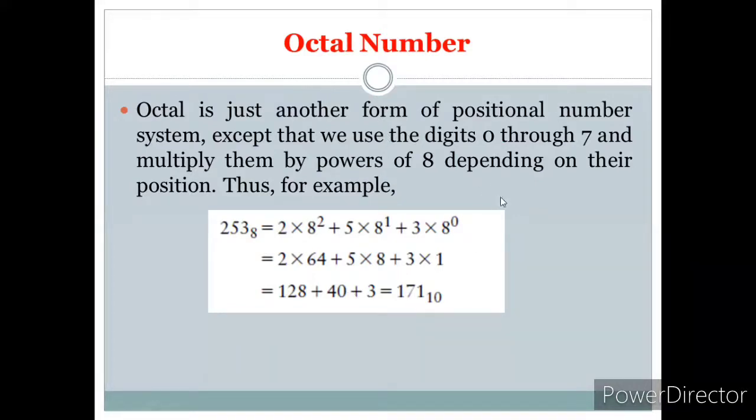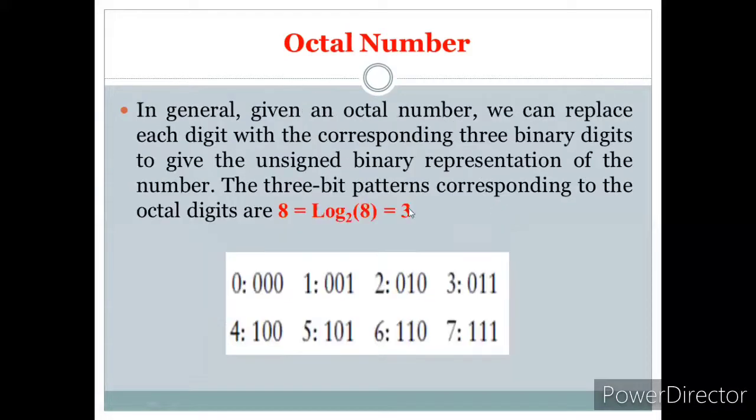Okay. So the 8 digits are 0 to 7, which are represented in binary as they are. If you observe, log 8 to the base 2 is nothing but 3. So 3 bits are required to represent each digit in binary.